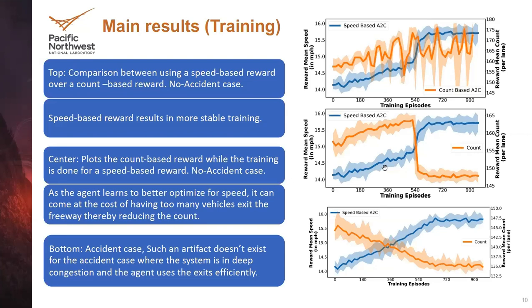As it turns out, initially both the speed and the count increase. But then after a while, because of the shift in the operating point, while we get an increased speed, that comes at the cost of exiting more vehicles, which means the count on the freeway actually drops. And again, over here in the bottom, we show the results for the case with the accident, wherein the speed increases up to a point.